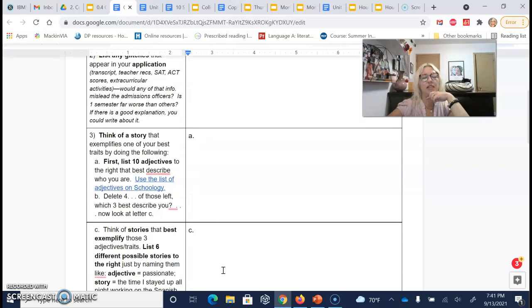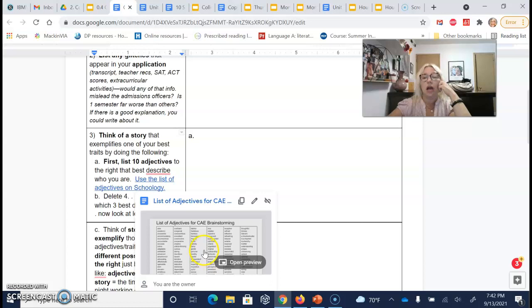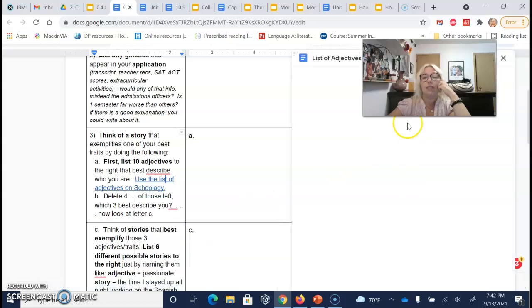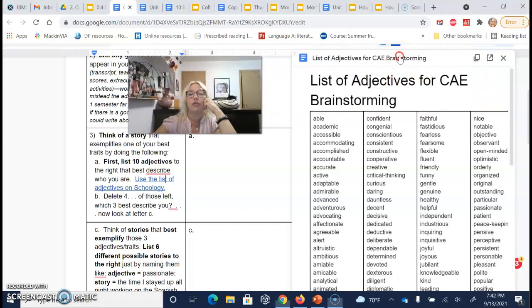All right, number 3 is think of a story that exemplifies one of your best traits. Now, 3 is broken up into a lot of different sections. We've got A first, and then B is part of the same row, and then C. If you look at A, first, list 10 adjectives to the right that best describe who you are. Use the list of adjectives in Schoology. There's a link in Schoology, and I just want you to find 10 that best describe you. Do it right now.